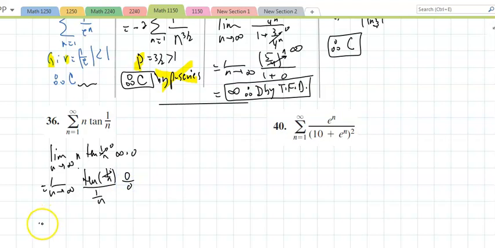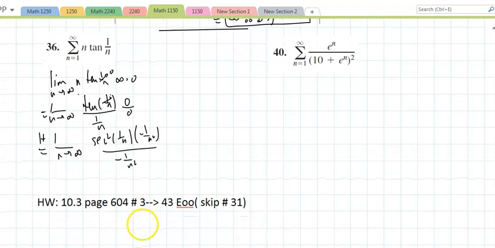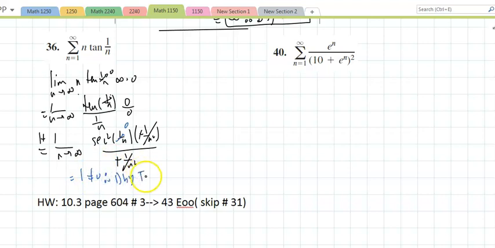Very good. I could use L'Hopital. Limit as n approaches infinity, that will be the secant squared of 1 over n times negative 1 over n squared over negative 1 over n squared. That's the beauty of trig over angle. The angle always comes out. And as n approaches infinity, this will be 0, and the secant of 0 is 1. Doesn't equal 0. Therefore, diverge by the test for divergence.